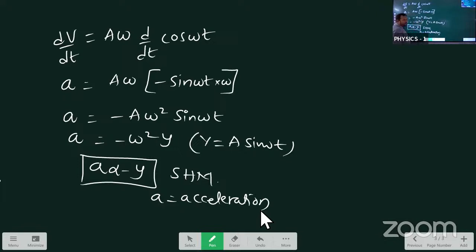So, student, a is directly proportional to minus y. This derivation part, now I am giving in a short way. You go like that, okay? This is the actual explanation. You are cutting some unnecessary steps, student.